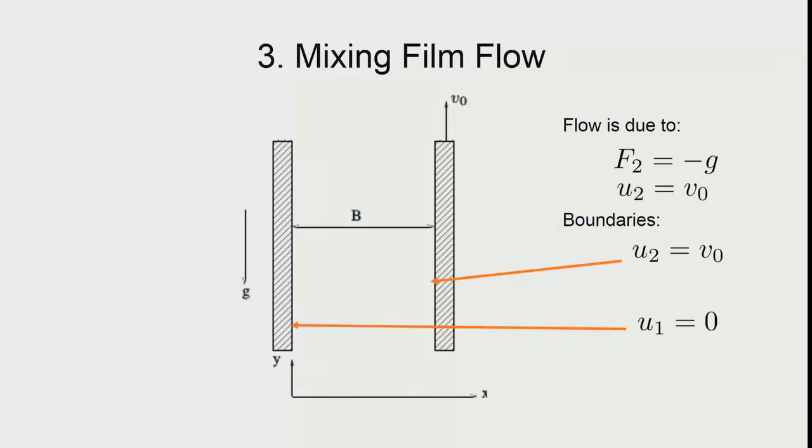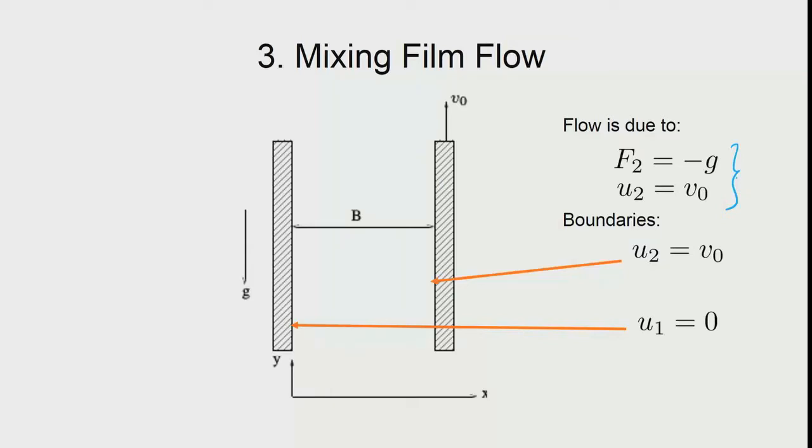So, this would mean that the flow is due to two reasons. Earlier problems had flow because of only one reason, but here it is because of two reasons. One reason is that there is a body force acting in the minus y direction, which is minus g, and the other reason is because of the wall being moved at a velocity v naught. So, these are the reasons why the fluid flow is happening.